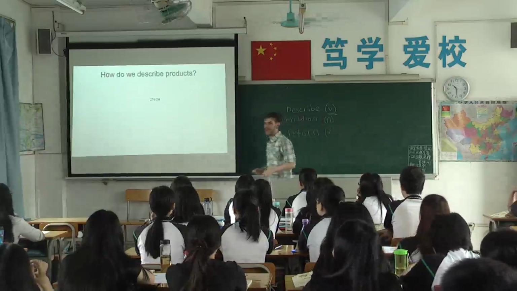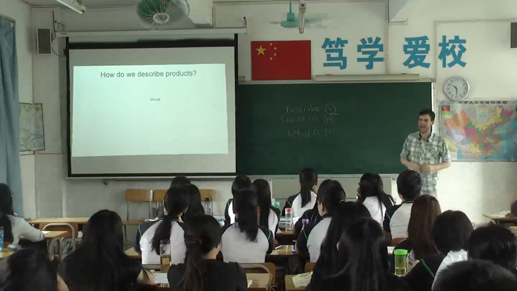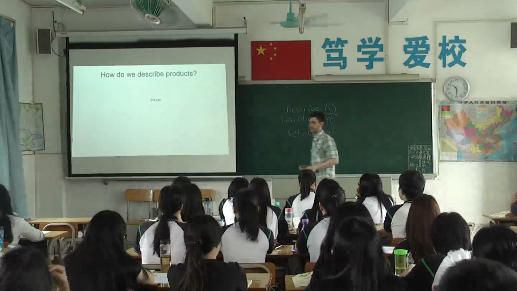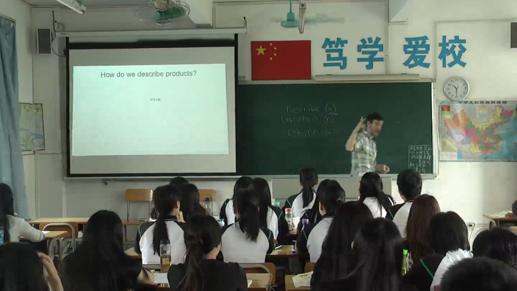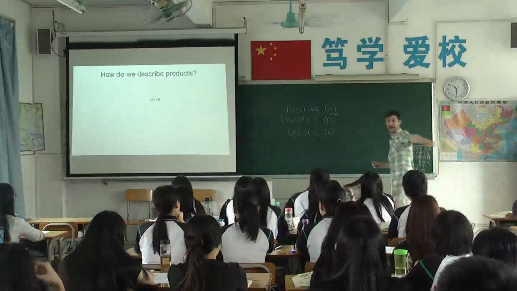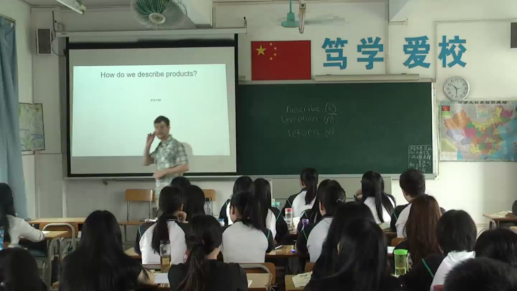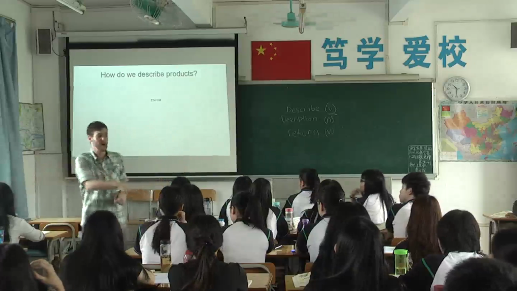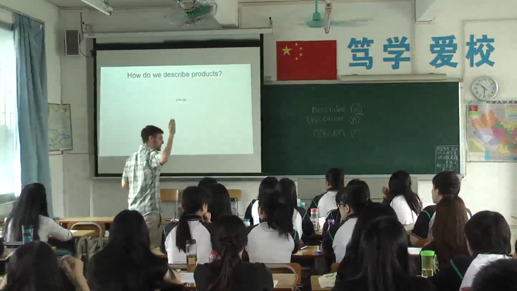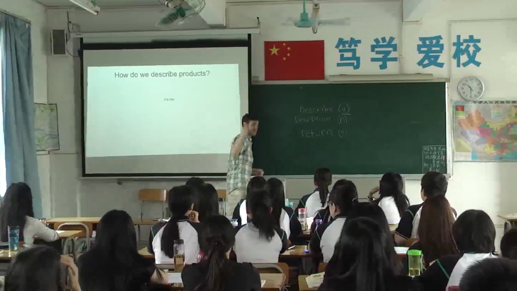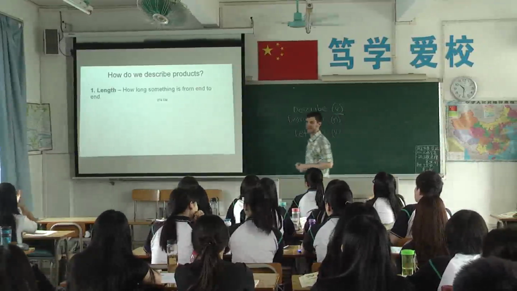How do we describe a product or products? This is what we're going to be learning today. How do we describe products? There are many different ways. Size, what else? Color, what else? Shape, height. Height is size. Anything else? Kind, material, very good. Shape was already mentioned. What else? Price. Right. Good job. So first, we're going to talk about length.